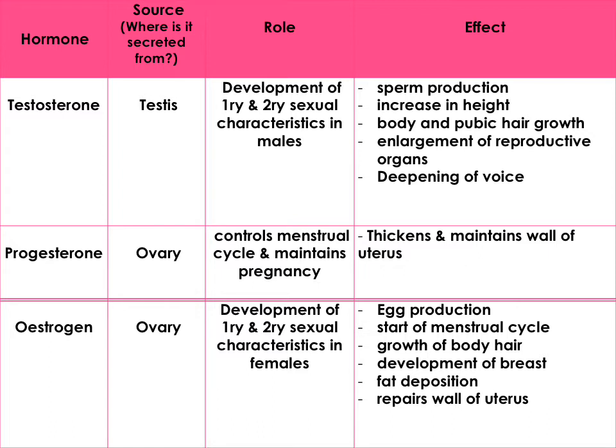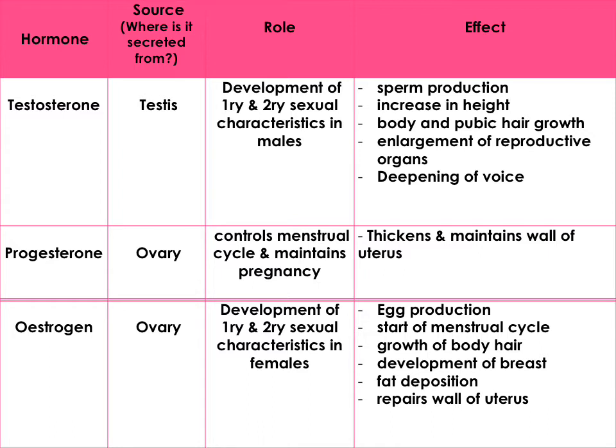Progesterone, on the other hand, is produced in the ovary. It controls the menstrual cycle, and maintains pregnancy. Maintains pregnancy means it keeps it going on, so it doesn't stop. The effect that it has on the body, progesterone thickens and maintains the wall of the uterus.